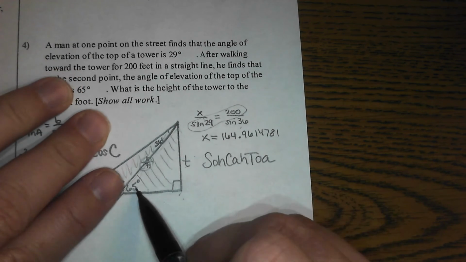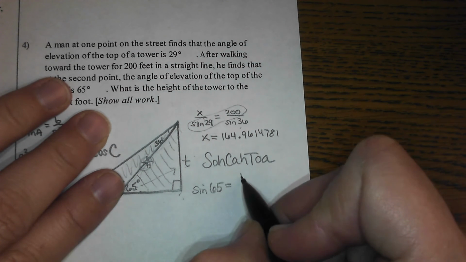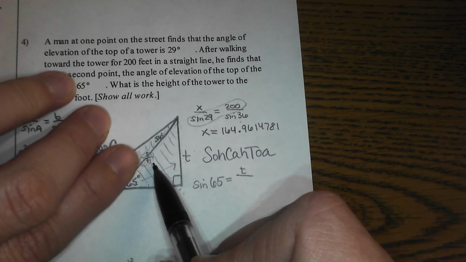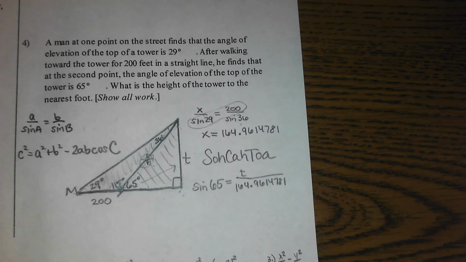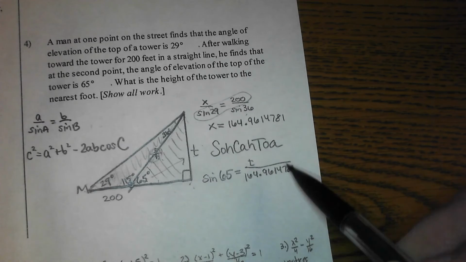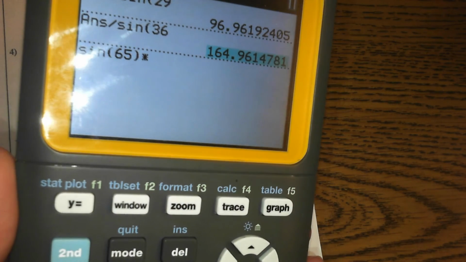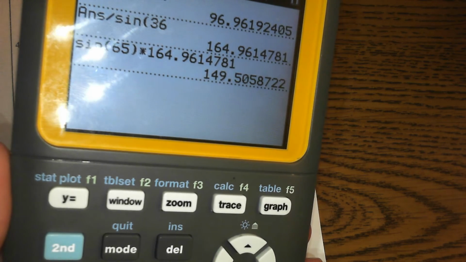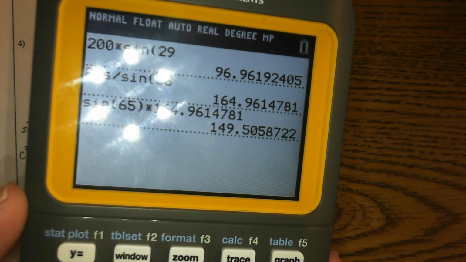So we'll take, in our right triangle, the sine of 65 equals the opposite, T, which we're looking for, over the hypotenuse, which used to be x, but we now know is 164.9614781. And to solve for T, what do I do to both sides? Just multiply this away. So sine of 65 times that number. So on your calculator, to avoid rounding, sine of 65 times, and you can just scroll up and grab that number exactly. And we're supposed to round that tower height to the nearest foot, which would be what? 150.